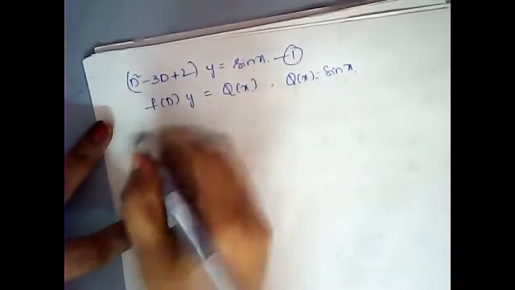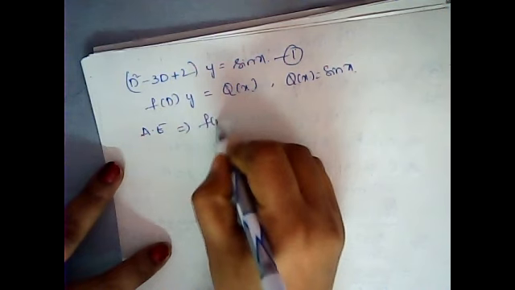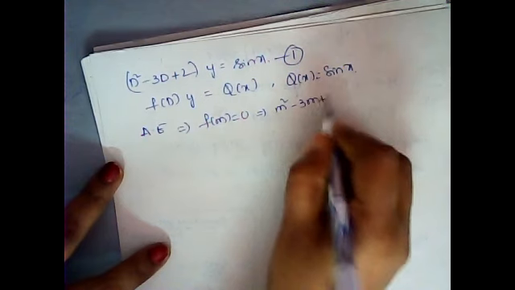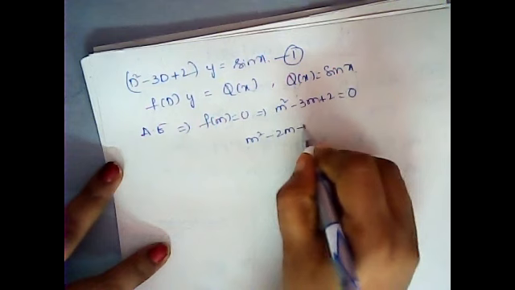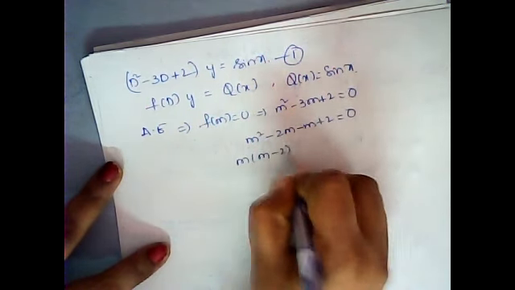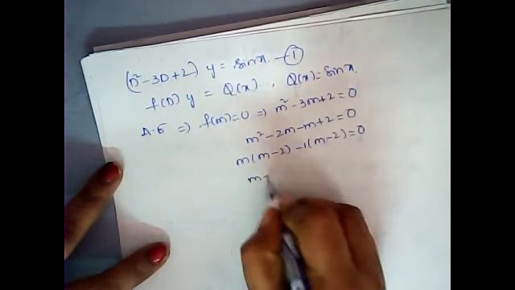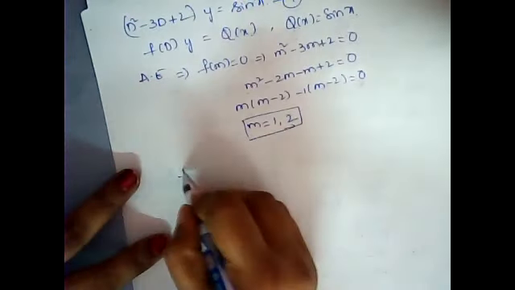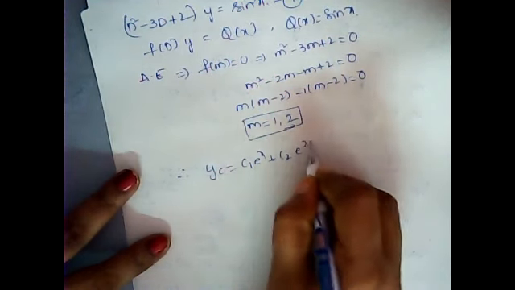Now let me go with the auxiliary equation. The auxiliary equation is f(m) equals 0, where m squared minus 3m plus 2 equals 0. So m squared minus 2m minus m plus 2 equals 0, so m into (m minus 2) minus 1 into (m minus 2) equals 0. So I got m equals 1, 2. Therefore yc will be taken as yc equals c1 e power x plus c2 e power 2x.